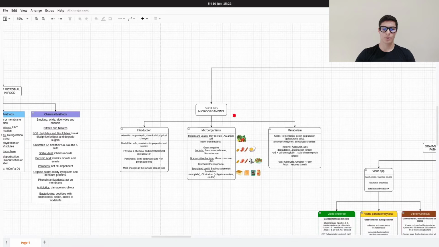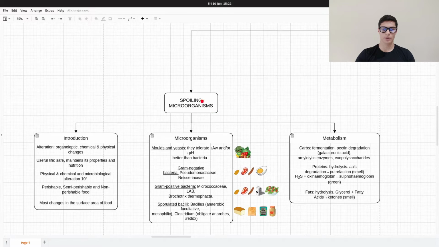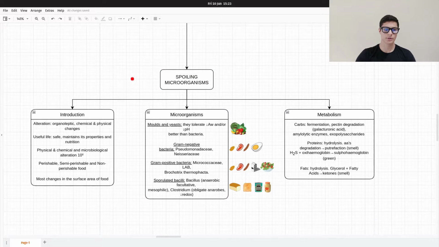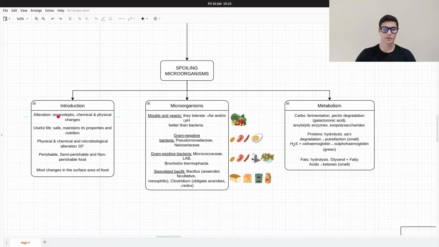Okay, so we begin with spoiling microorganisms. Then we will view the gram-positive and gram-negative bacteria, and then the viruses and prions. Spoiling microorganisms, well, they cause alteration, either organoleptic, chemical, or physical.